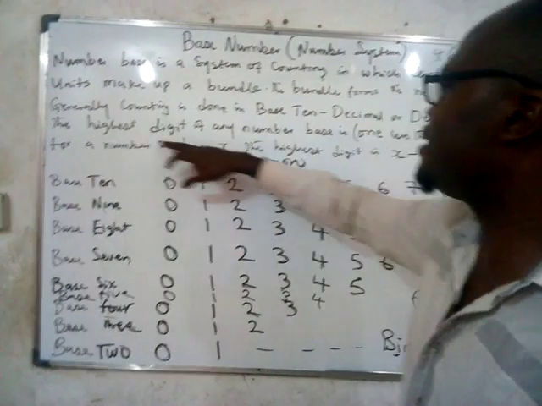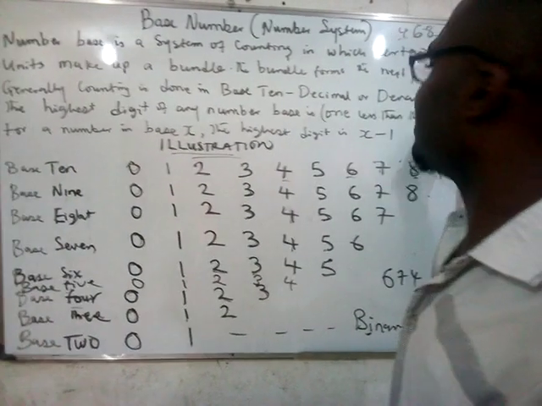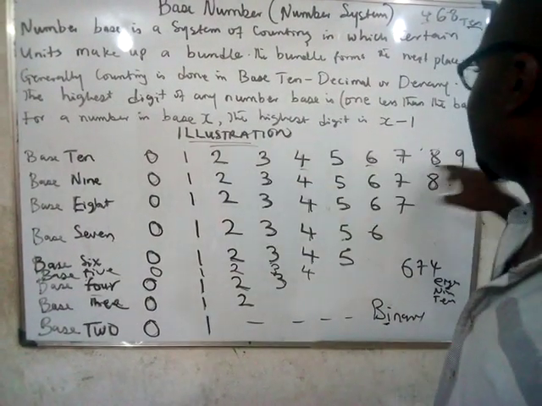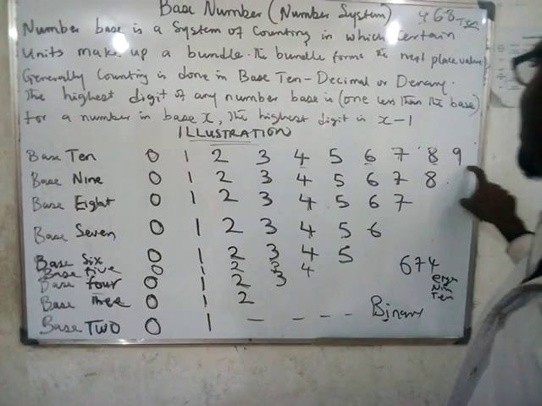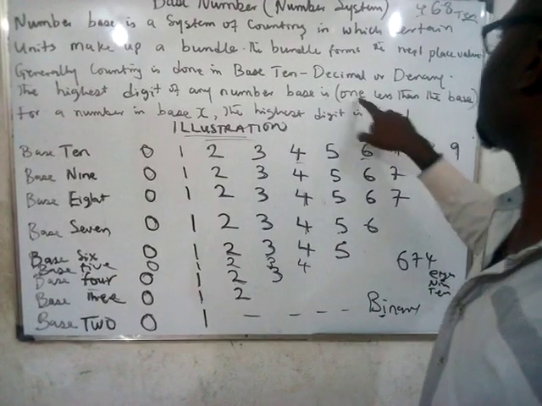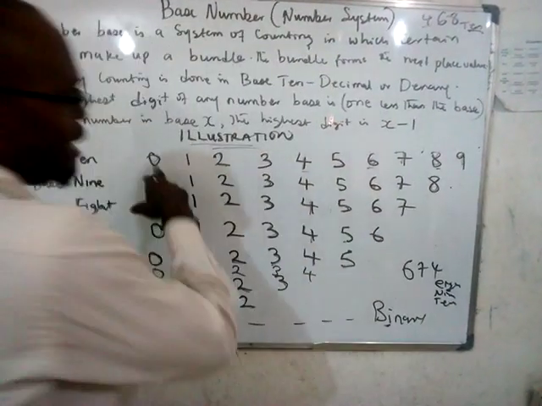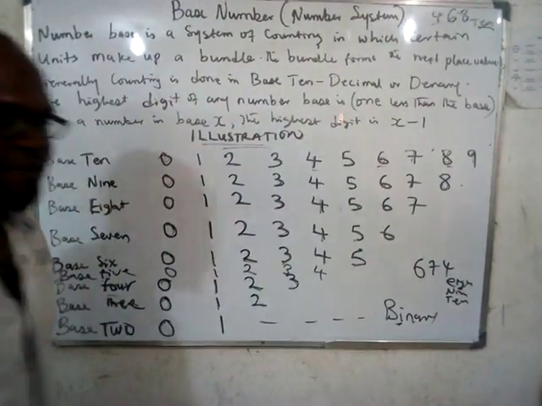The highest digit of any number base is 1 less than the base. The highest digit in this number base is 9, because it is actually 10 minus 1, which is 1 less than the base. Is that clear? Yes. And the various base numbers have these numbers in them.